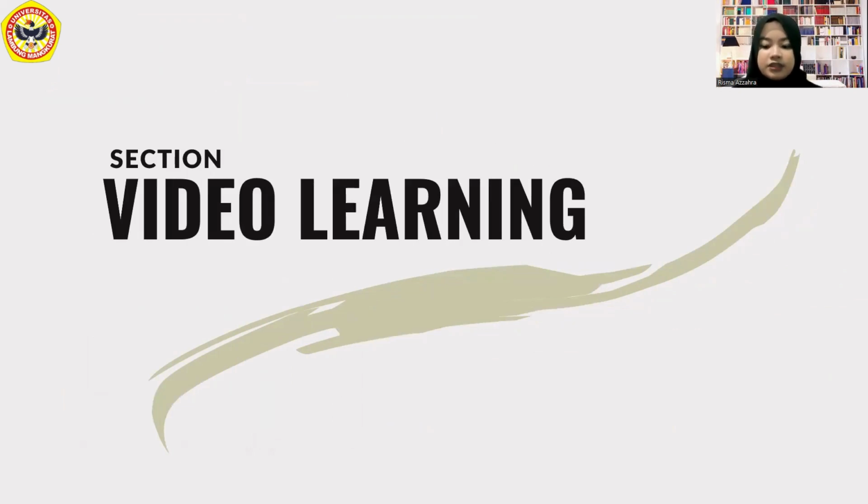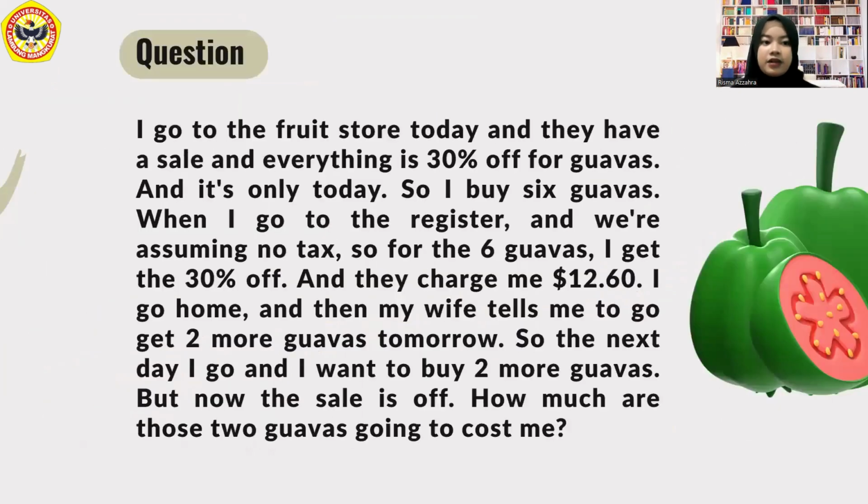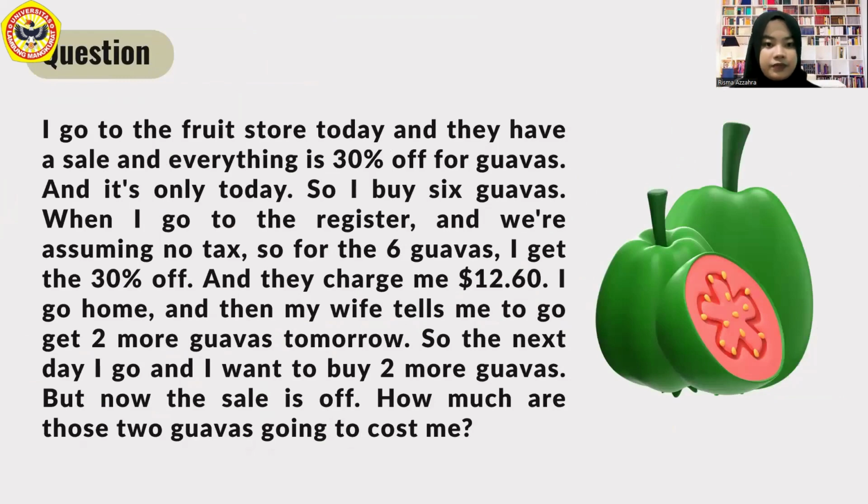Next is the video learning section. So we have this problem. I go to the fruit store today and they have a sale and everything is 30% off for guavas, and it's only today. So I buy 6 guavas. When I go to the register, assuming no tax, for the 6 guavas I get the 30% off and they charge me $12.60.